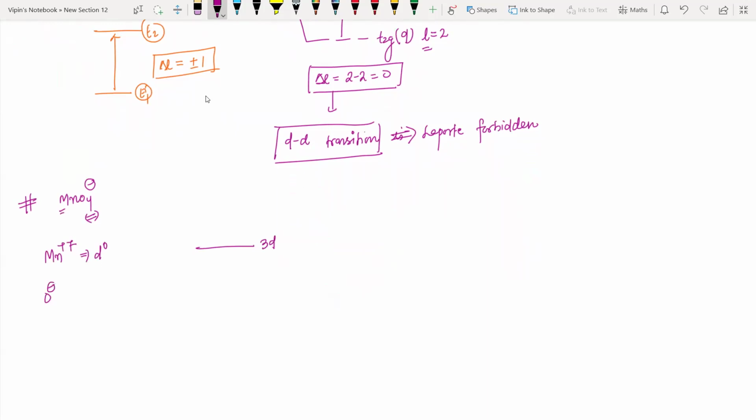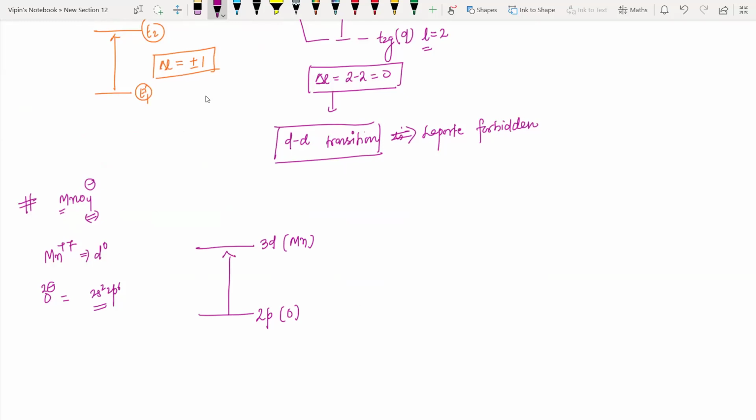Oxygen 2 minus has 2s2 2p6, a filled orbital, which means 2p. So in the case of MnO4 minus, excitation of an electron occurs from the 2p band or energy level of oxygen to the 3d energy level of manganese. The electronic transition is between two states.